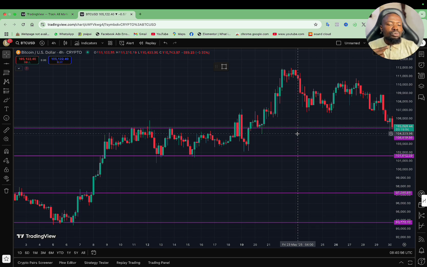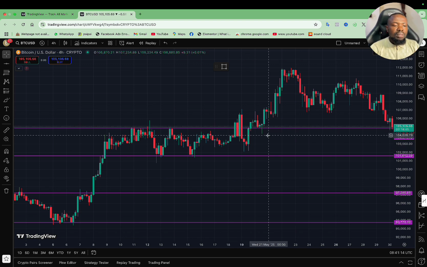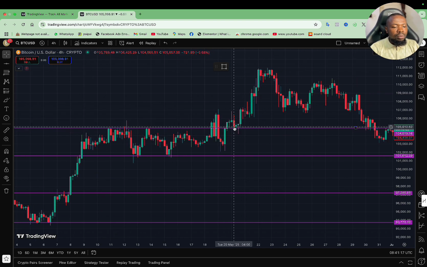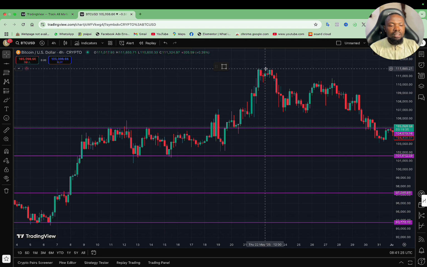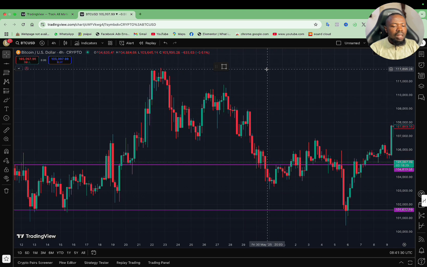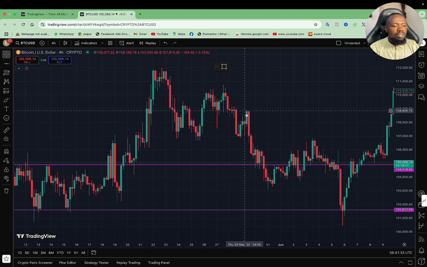And anytime you are able to spot a resistance being turned into a support after several trials of breakthrough, you should know that there is a possibility, a high chance, of a massive green, like a massive pump, actually. So this resistance was now turned to support, and then it came down a little and then broke out to as high as $111,000. So now it is back, and it's dropped.